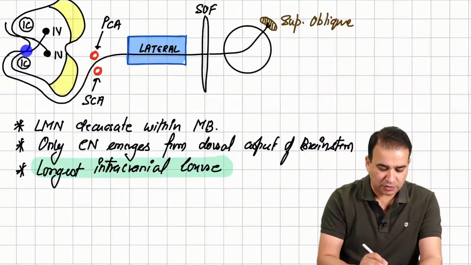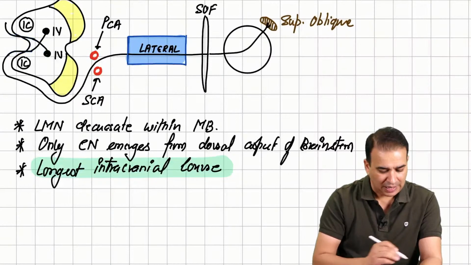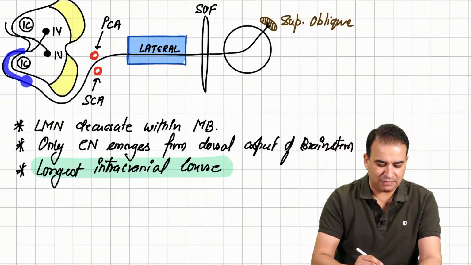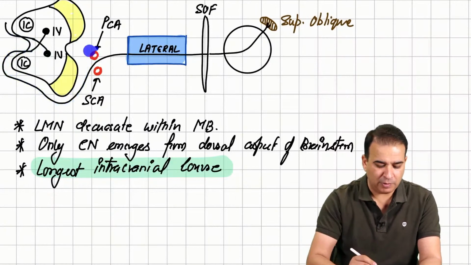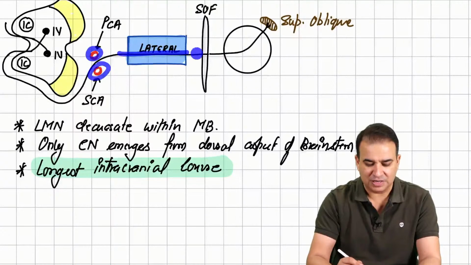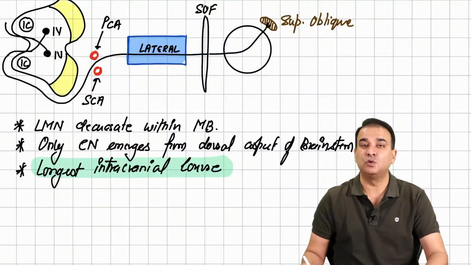The nerve is emerging from the dorsal aspect of the brainstem. And then the rest is the same. It's having the longest intracranial course, but from this point onwards, it is just like the third nerve only, running between the same two arteries, lateral wall of the cavernous sinus, superior orbital fissure, and supplying the superior oblique.